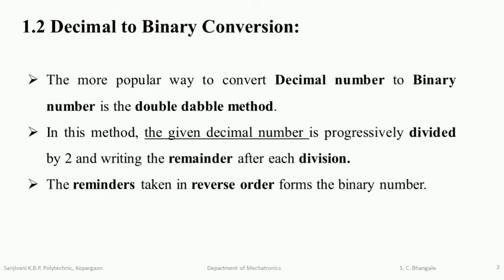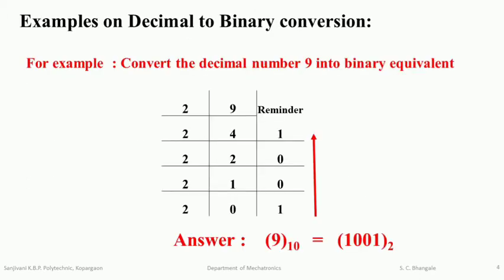Now we'll see how we can do decimal to binary conversion. The more popular way to convert the given decimal number into the equivalent binary number is the double method. In this method, the given decimal number is progressively divided by 2, writing the remainder after each division. The remainders taken in reverse order give the equivalent binary number. To understand this, we'll consider one example. Here, the decimal number 9 is given and we have to convert this 9 into the equivalent binary number.